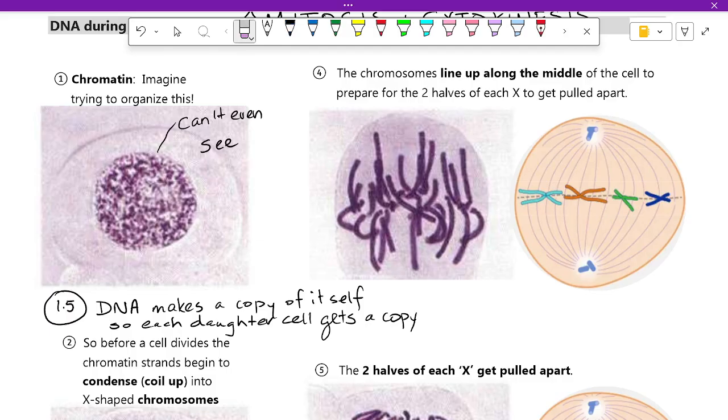So each daughter cell gets a copy, and I don't know why they're called daughter cells and not children's cells or son cells, but they are called daughter cells.